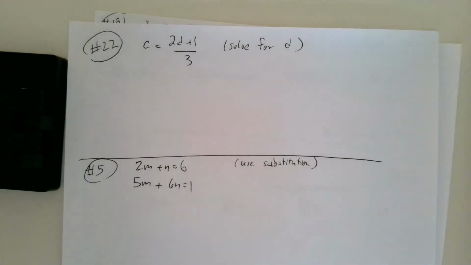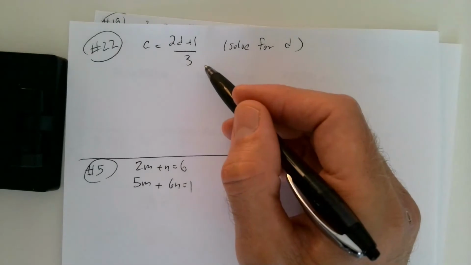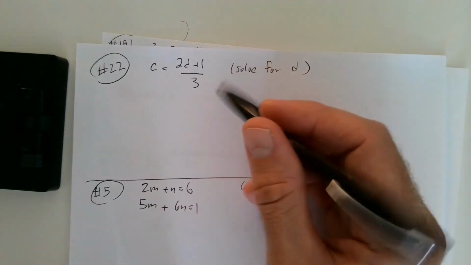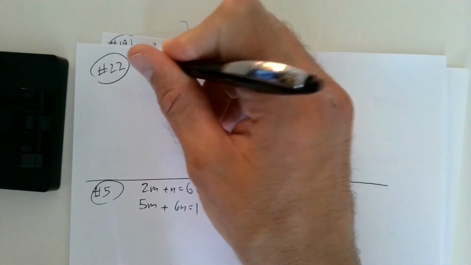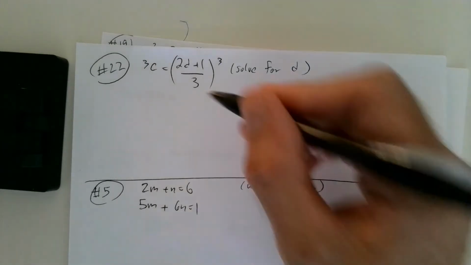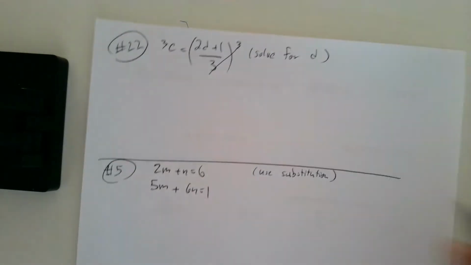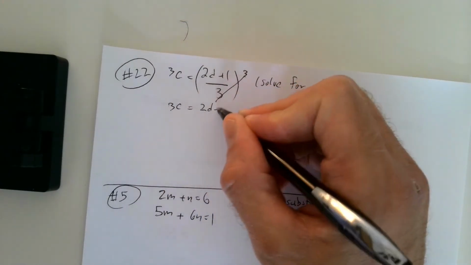So in this first one here, we're supposed to solve this equation for D. First thing that you want to do is multiply both sides by 3. Now there's many other ways you can do this. You can subtract C on both sides if you want, but I think this is the quickest way to do this kind of problem. So you're going to get 3C equal to 2D plus 1.